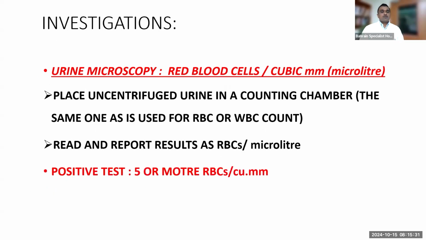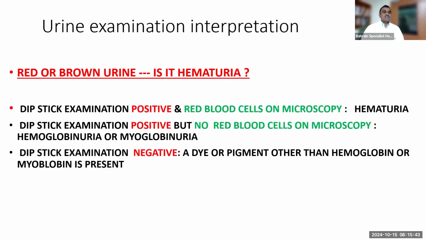In the same way, you can do it per cubic millimeter, where you use the same slide you use for the red blood cell count. If it's more than 5 RBCs, it is called hematuria. So how to interpret this? If red blood cells are seen on microscopy, it is hematuria.